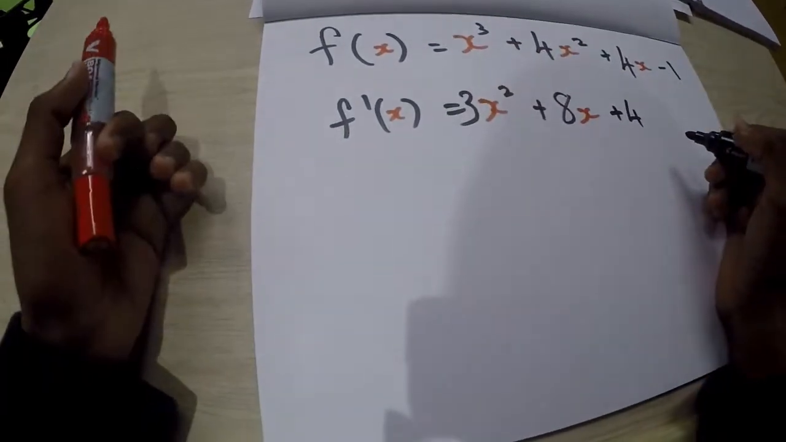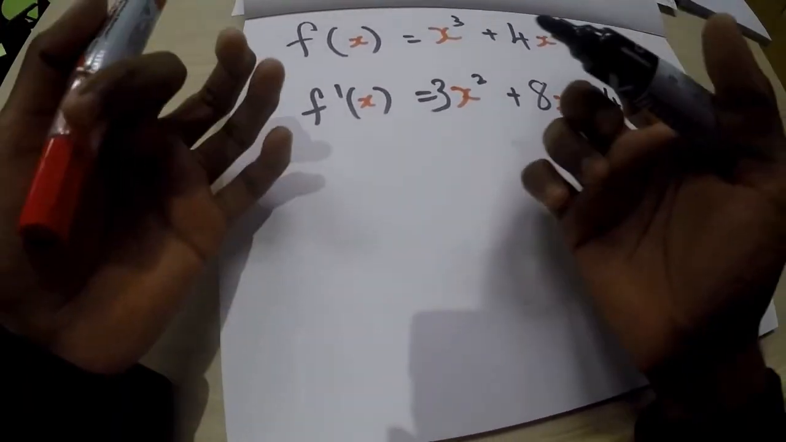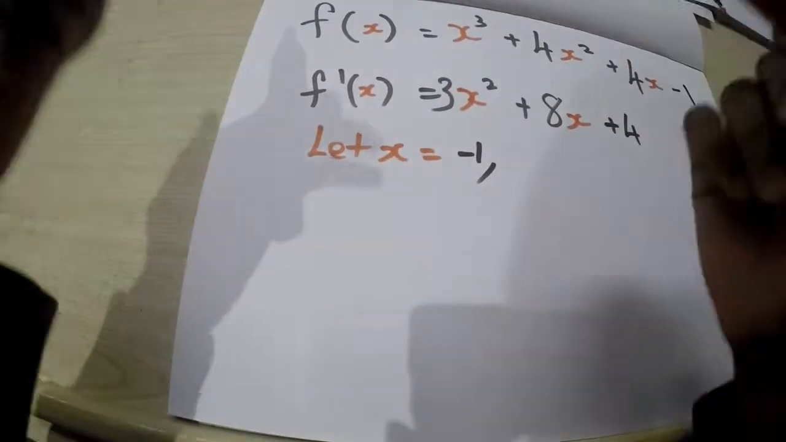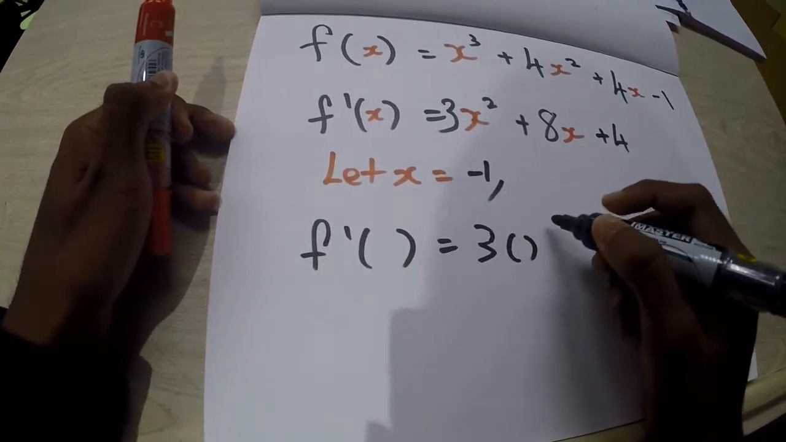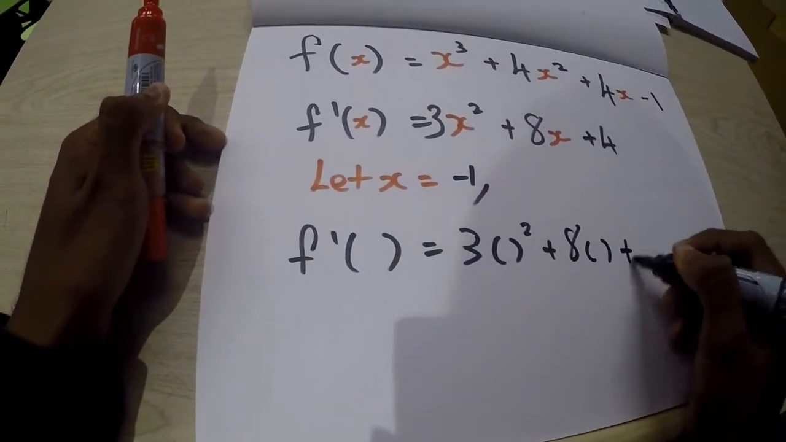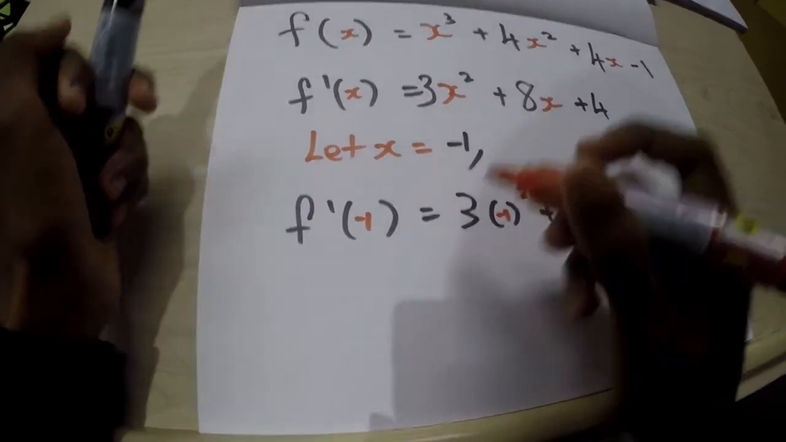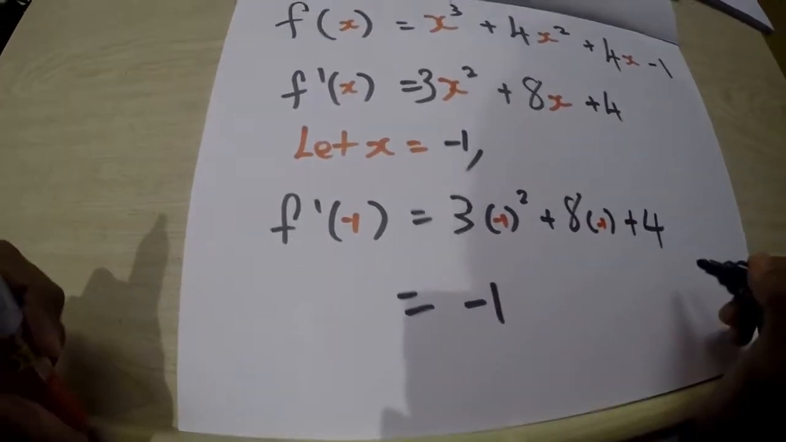Okay, now we are given this equation, and now we are going to sub in a numerical value. Just imagining, okay, let's say x is -1. So when I say let x equal -1, we are going to find out if it's a decreasing or increasing function when x is -1. I'm just going to check f prime equals 3 bracket squared plus 8 bracket plus 4. So now I'm going to fill in the -1. I replace the x with -1, and the answer is very simple, the answer is -1.